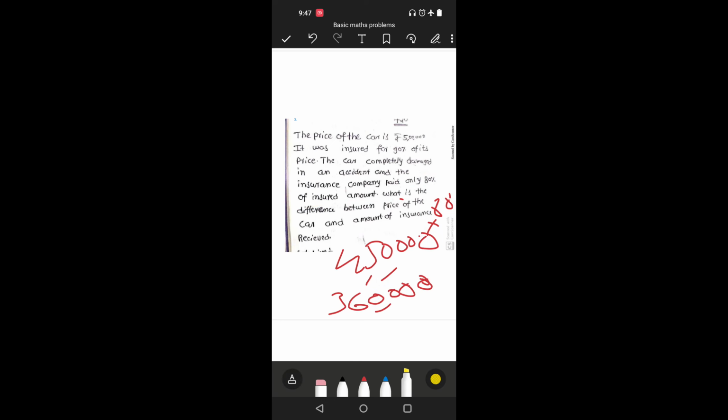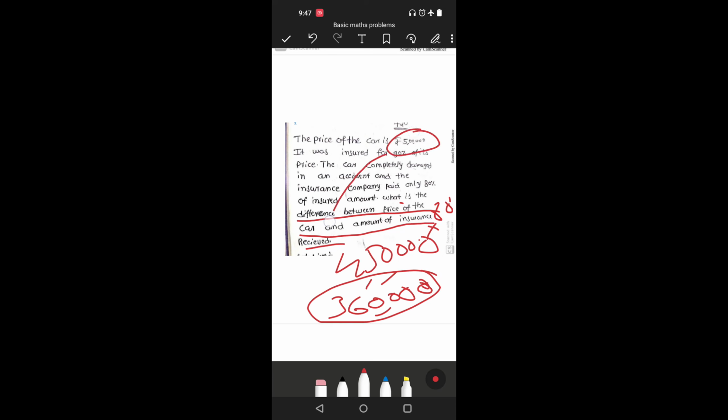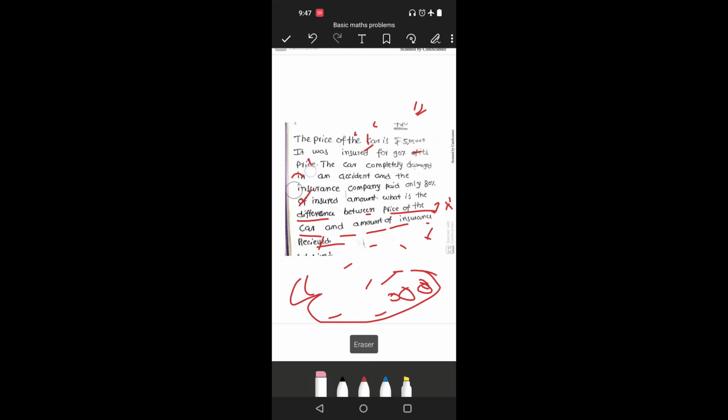So what is asked? It is the difference between the price of the car and the amount of the insurance received. So the amount of the insurance received is 3,60,000. The price of the car is 5,00,000. The difference between these two is 1,40,000. So this should be our answer. Let's go for the last question of today.